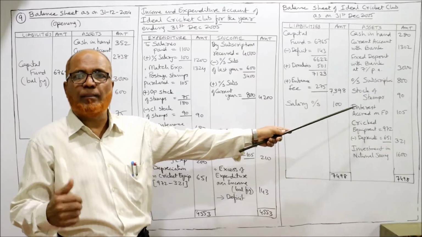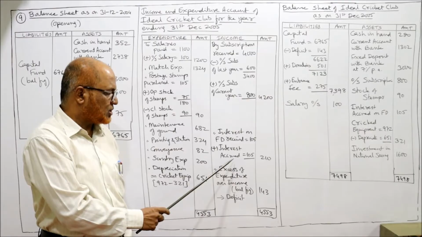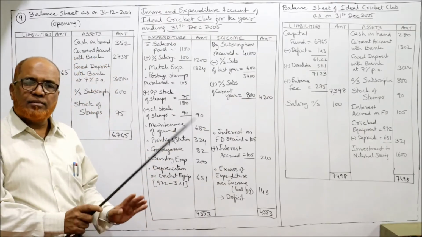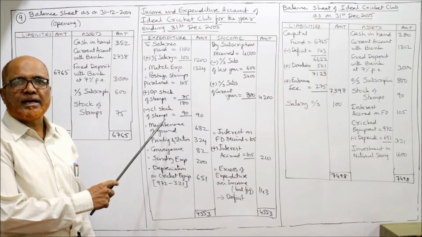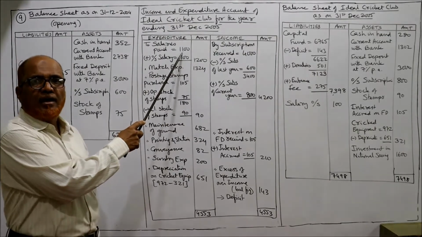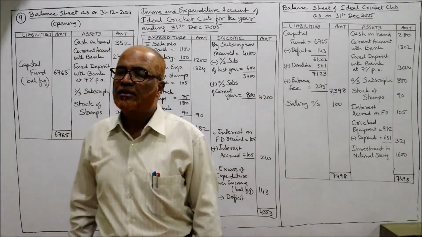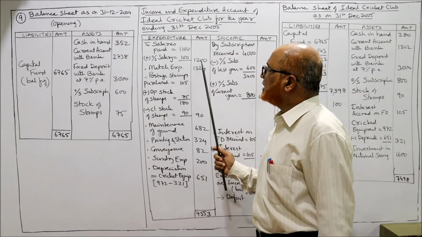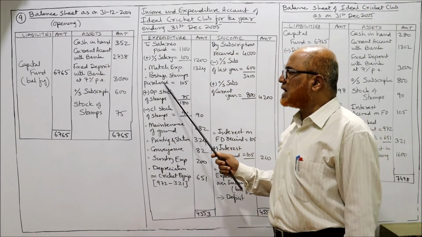Is the interest receivable. So this 105 will again be shown on the asset side of the balance sheet. Now, incomes are only two, subscription and interest from FD. Now, expenditure. Salary is paid 1100 given on the payment side and outstanding salary is given in the problem 100. So add up 100, so it will become 1200.